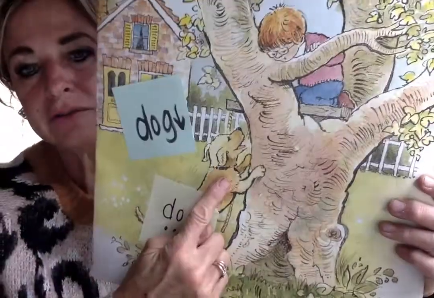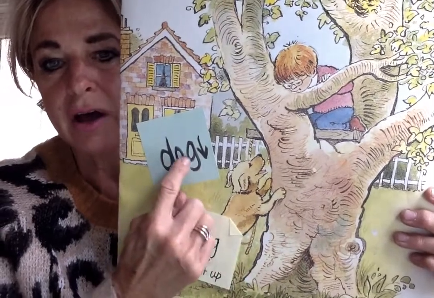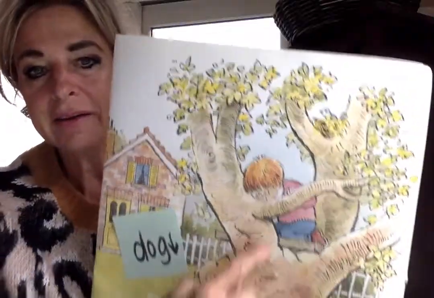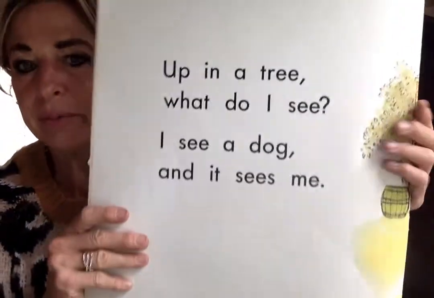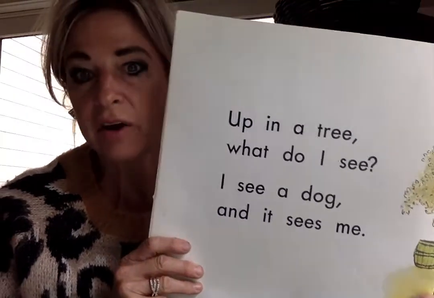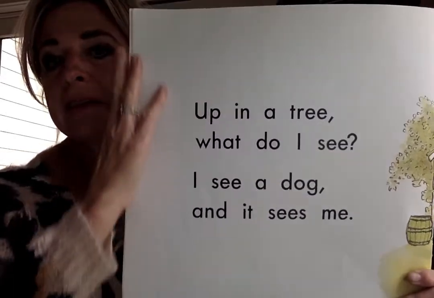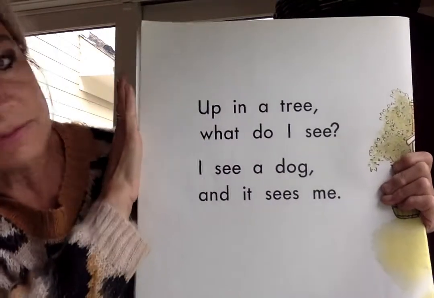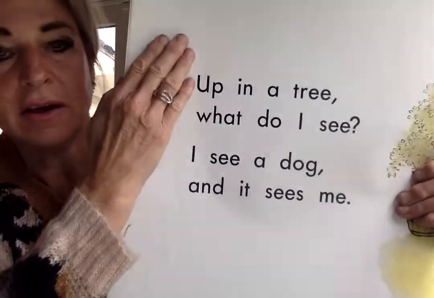Now we have a little dog, and I match the word with the picture. Dog. He wants to go up the tree. Oh. Now look at all the print. Look at all the text. Where do I start? Look at the top. Find the side on this side. Where do you think we start?